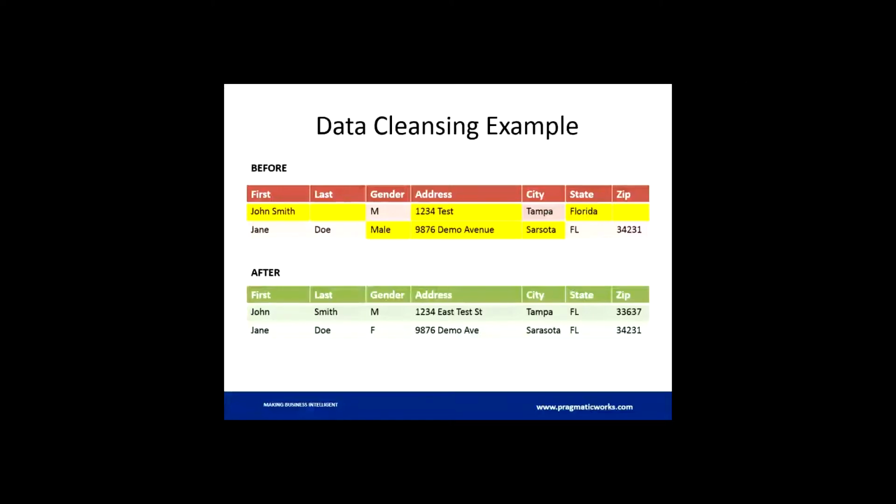For example, I've got 1234 East, or a test, for example, and not the fully spelled-out street name. So if we do this, we can send this into a cleansing routine, and out comes what you see below. The address is fully spelled out, the zip code is fully spelled out, we have male and female, we have John Smith fully partitioned out.